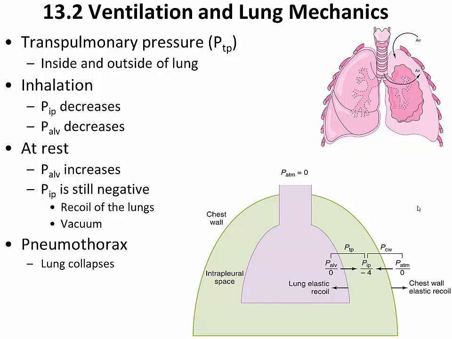And what we see is that we have an atmospheric pressure of 0 and we have an alveolar pressure of 0. That would have to be the case if no air is going in or out. But we do notice that the pressure in the intrapleural fluid is negative at this particular point in time. And so remember that this diagram is not really to scale, it's just a conceptual diagram.